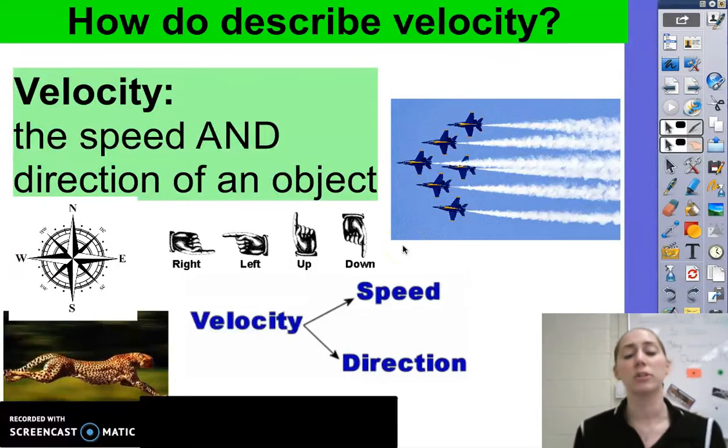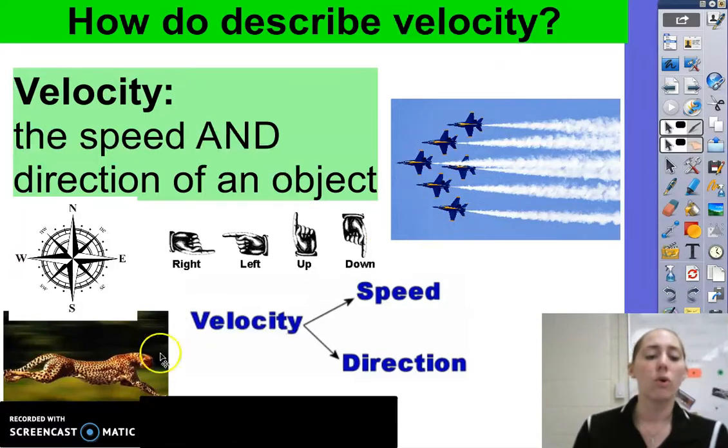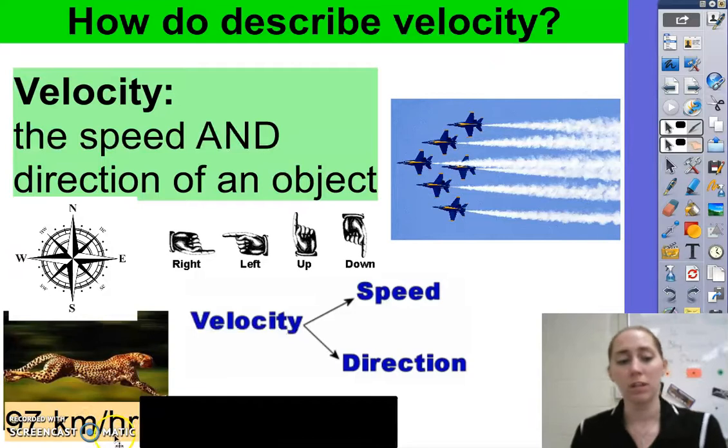So how do I describe velocity? Velocity is very similar to speed, but it includes one really important thing, the direction of travel. So velocity is the same thing as speed, but with a direction. So these Blue Angels, they are flying at a speed of some number of meters per second to the left.